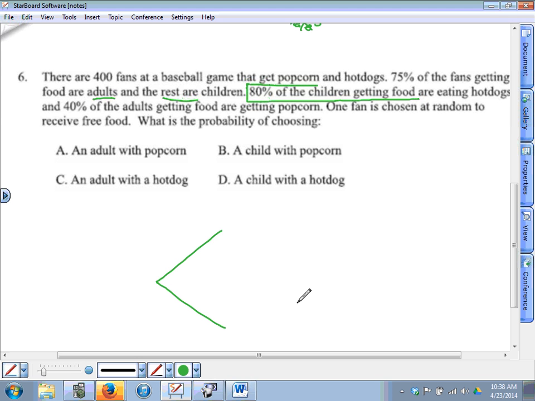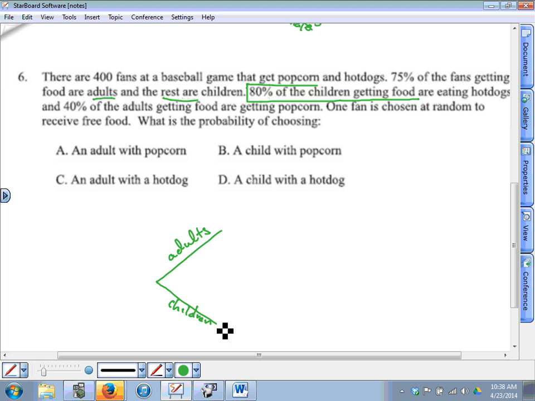So my question was, what should this first branch be? Children versus adults. That has to be the first branch. We can't make it popcorn and hot dogs because we don't know the correct information. This information right here says 80% of the children. That implies the children has to be one of the first branches. So we have adults and children.